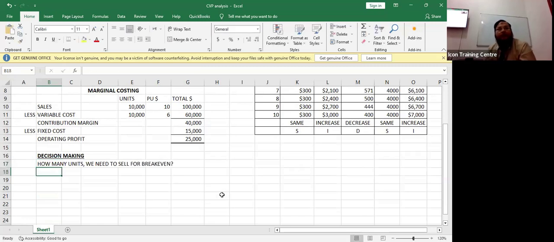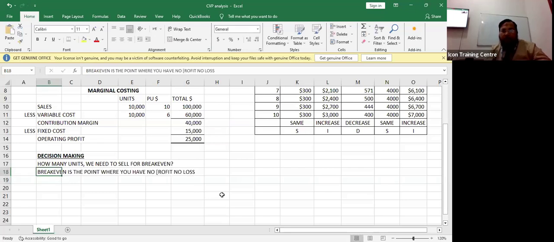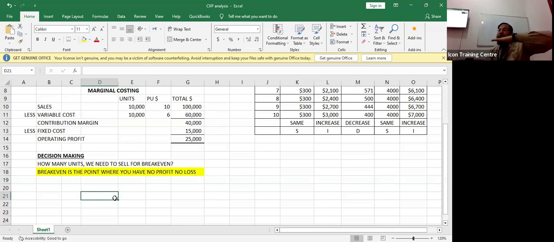Do you know what is breakeven? Breakeven is a point where you have no profit, no loss. So we need to find this point. So we need to make a decision. Why do we need to find out this break-even point? So that we know how many units we need to sell to reach the break-even, the point where we have no profit, no loss.